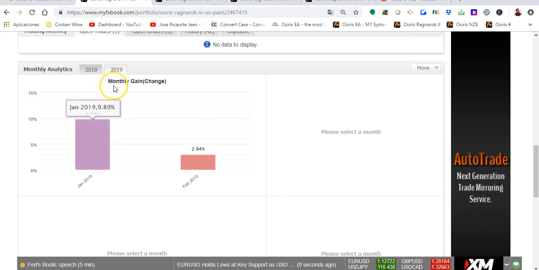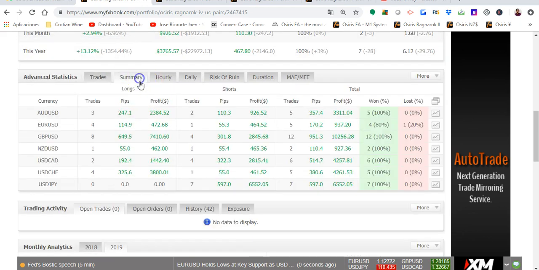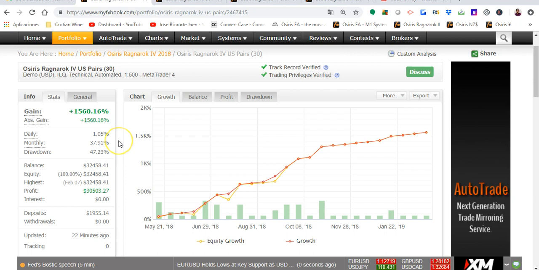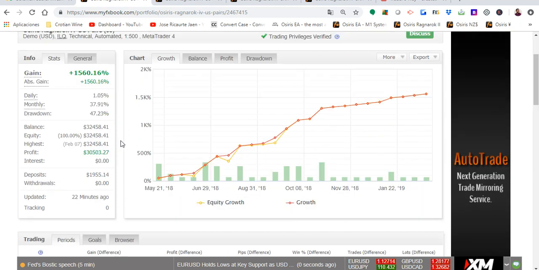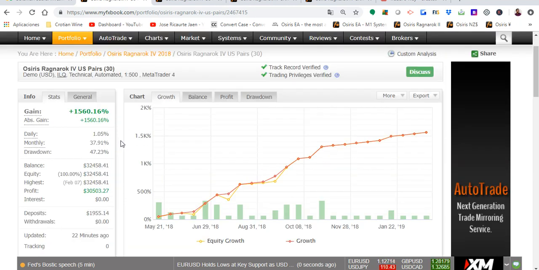Those 7 currencies, if we go to summary, you can see these are the currencies: Australian dollar, Euro dollar, pound, New Zealand, Canadian dollar, Swiss franc, and Japanese yen, combined with the US dollar. These are results after more than 10 months of active trading and everything going as expected. With a minimum viable capital of $2,000, we're looking at 1,500%. That's close to $30,000 in profits.